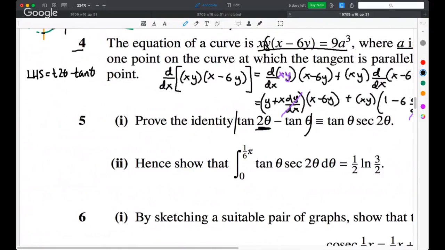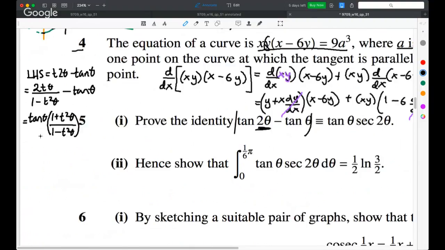Well, first of all, I want to make this tan 2 theta into something with just tan thetas. So I'm going to express that. It's in your formula booklet. 2 tan theta over 1 minus tan squared theta, minus tan theta. Now I'm going to pull this tan theta over this denominator and then extract a common factor of tan theta. This becomes tan theta times 1 plus tan squared theta over 1 minus tan squared theta.